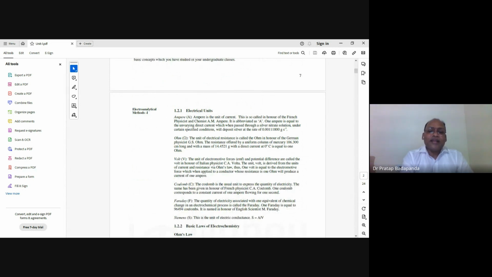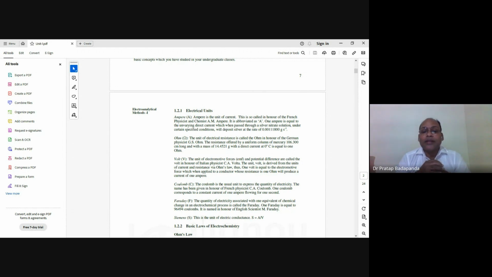So many electrical units are used. You have seen in front of you, ampere is there. Then ohm is there. It is written over there, in your syllabus. Ampere is denoted as capital A, and ohm has the ohm symbol, right? And volt is there, you know that. Coulomb is there, C represents coulomb. Faraday is there, F. Faraday has a particular value.